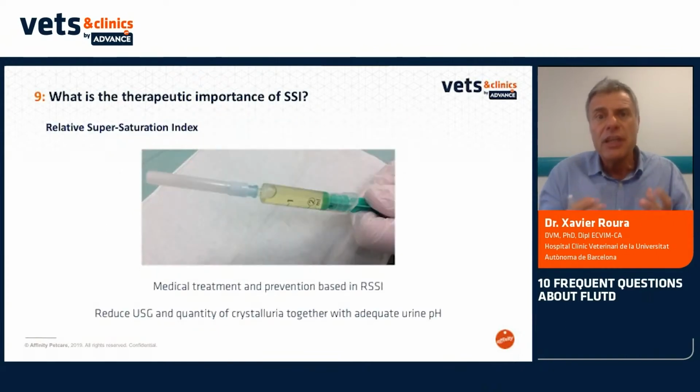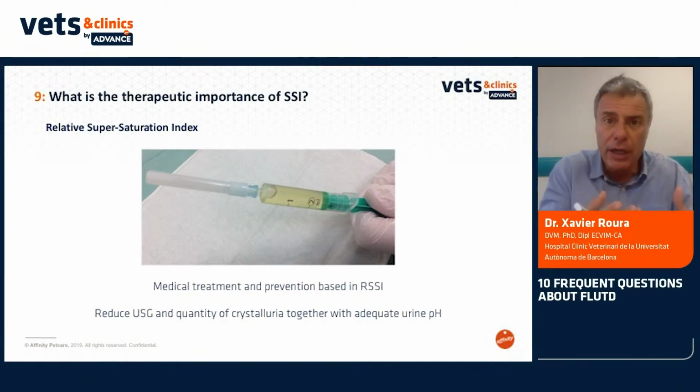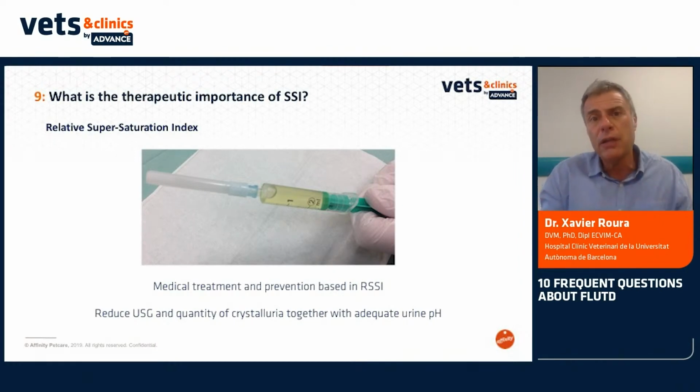Supersaturation index means the probability that a urine can finally produce a urolith. The supersaturation index increases when we have good conditions for the production of these uroliths. So if we have a urolith, or we want to prevent one, we need to evaluate the supersaturation index. The medical treatment, or even the prevention of urolithiasis, is based on this relative supersaturation index.